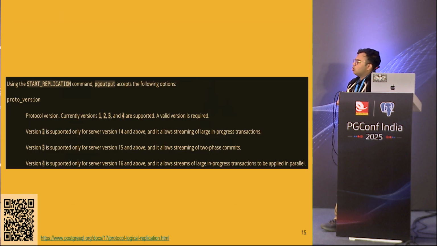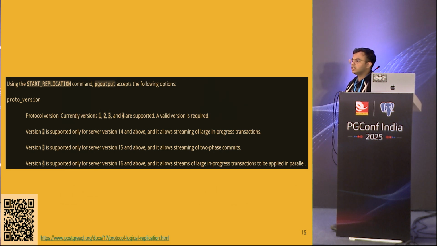Now if you go to the Postgres docs on the bottom, you can see there is a little field called proto_version. It says the protocol version, currently versions 1, 2, 3, and 4 are supported. But even though it talks about what 2, 3, and 4 do, you don't really know how they're implemented underneath. It's just a blurb. Here we are talking about what these versions do. This is the basis of the talk. Are there any other questions?